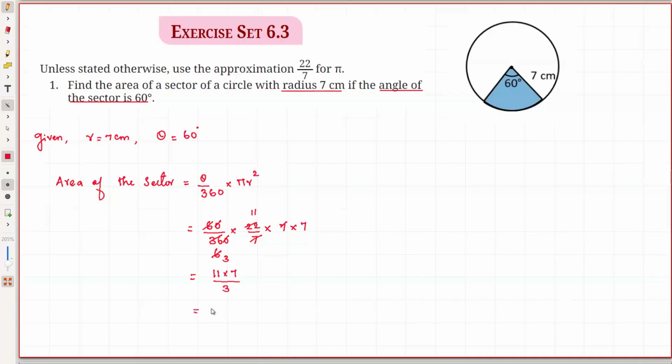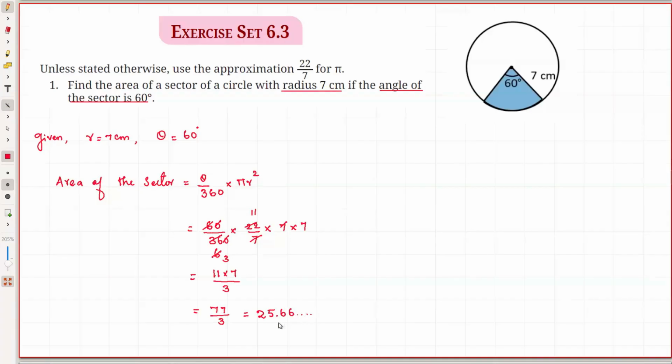So 11 7s are 77. 77 divided by 3. If we divide 77 by 3, we get 2 3s are 6, balance 1, it becomes 17. 5 3s are 15, balance 2, it becomes 20. 6 3s are 18, again 6 3s are 18. It will go on like this.